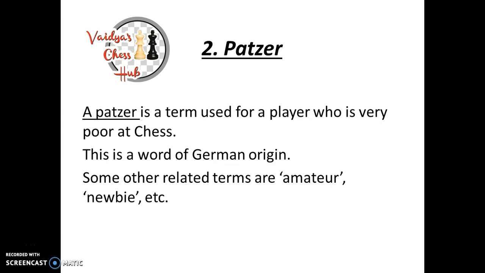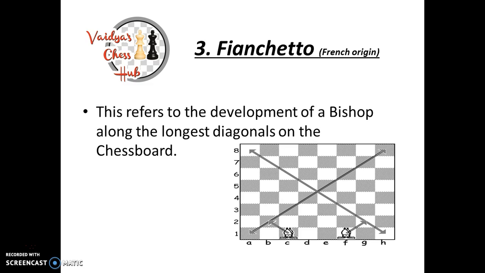The second term we'll learn today is Patzer. A Patzer is a term used for a player who is very poor at chess, who does not play chess very well. This word comes from the German language, and some other related terms are amateur or newbie, etc. So basically, someone who is not good at chess.